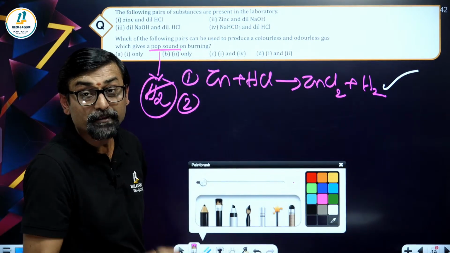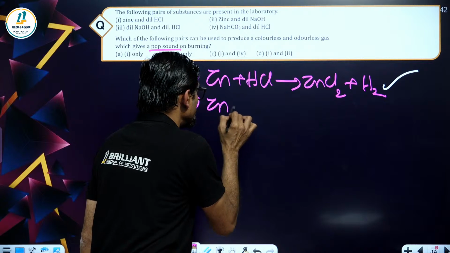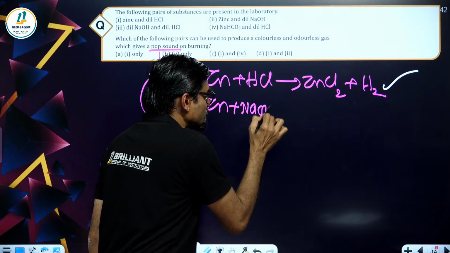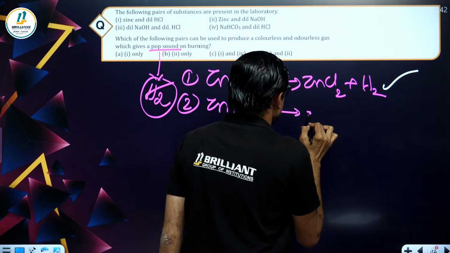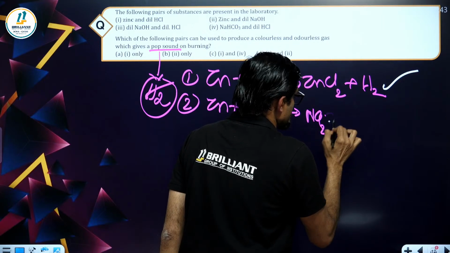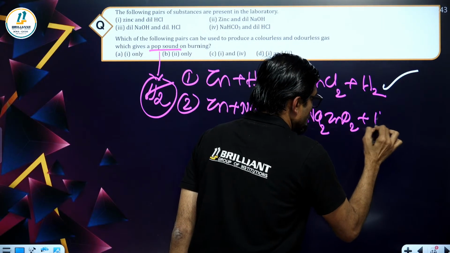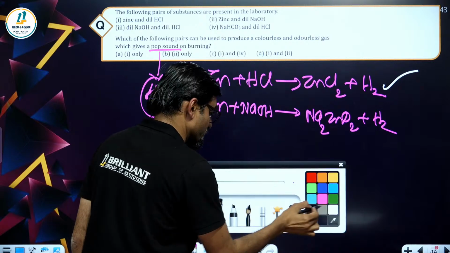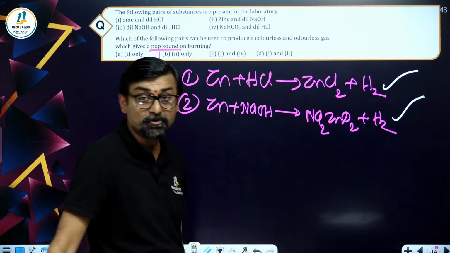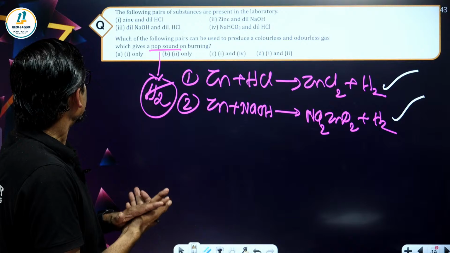Second one is what? Zinc with NaOH. Just now we have seen, zinc with NaOH also gives us Na2ZnO2 plus hydrogen. So this is also a right option, my dear. Oh my God, we have got two options already. Let us see. Next what?